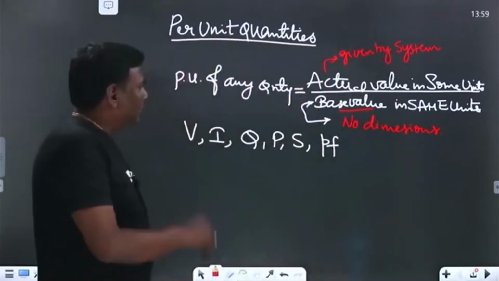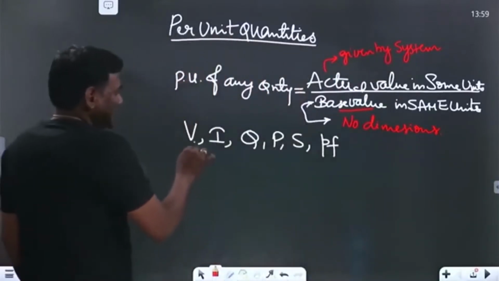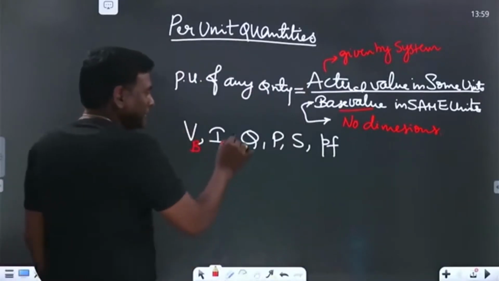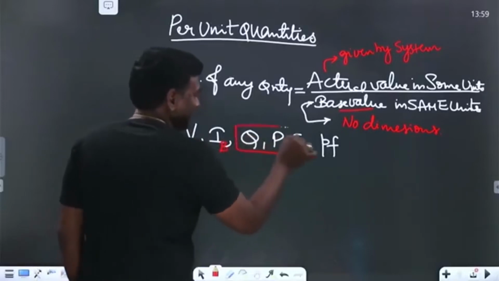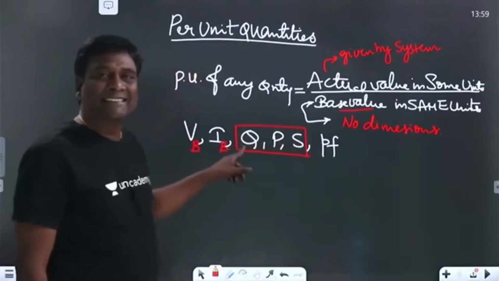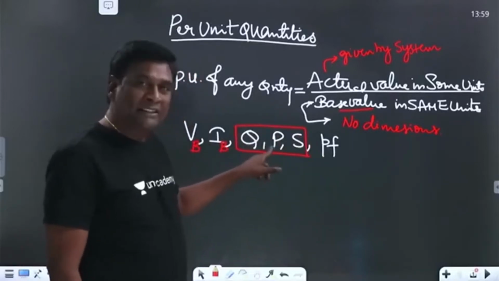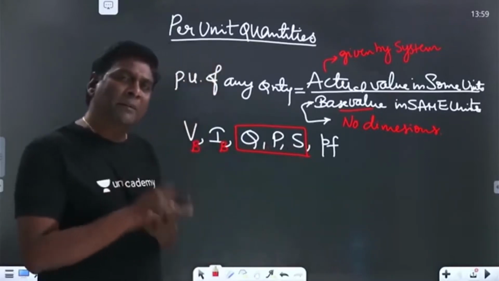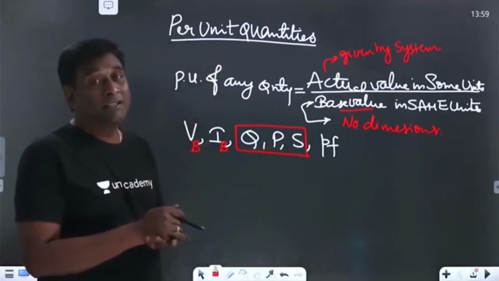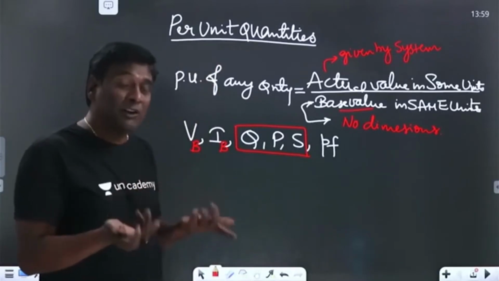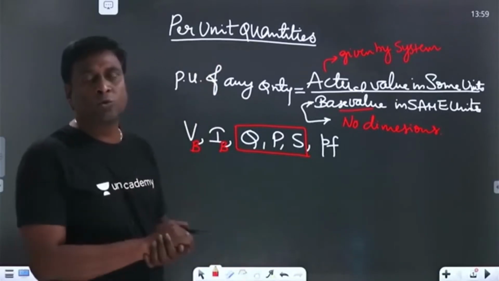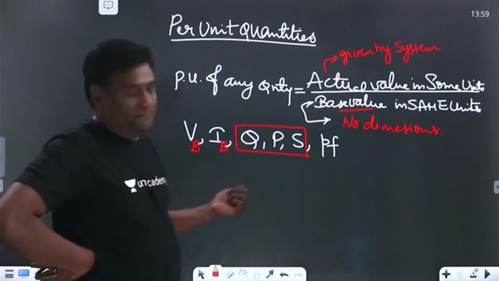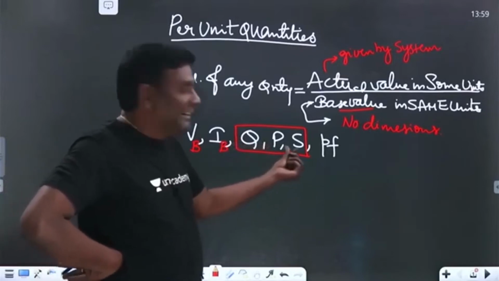Now, see here, I can think of a voltage base, I can think of a current base. For these three, Q is going to be VI sin phi, P is going to be VI cos phi, S is going to be VI. All these three have the same dimensions or not? Yes. Because cos phi, what is the dimension for cos phi? No dimension. Sin phi, no. So it is going to be VI sin phi, VI cos phi, and VI.